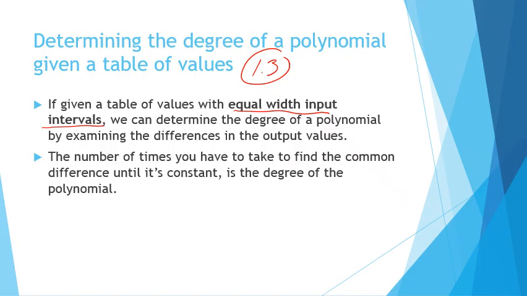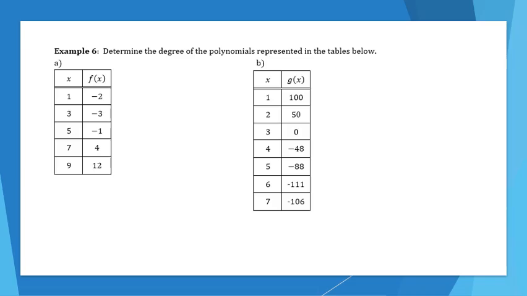We can determine the degree by examining the first difference, the second difference. You might have to go into the third, fourth, fifth, or maybe even sixth difference. I know, it's crazy. The number of times you have to find the difference until it's the same number is the degree of the polynomial. I think the best way to show this is by working through some examples.